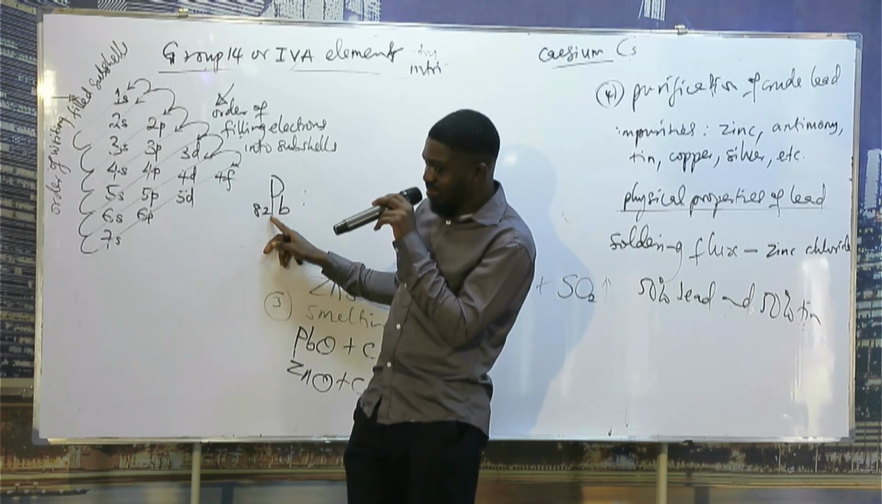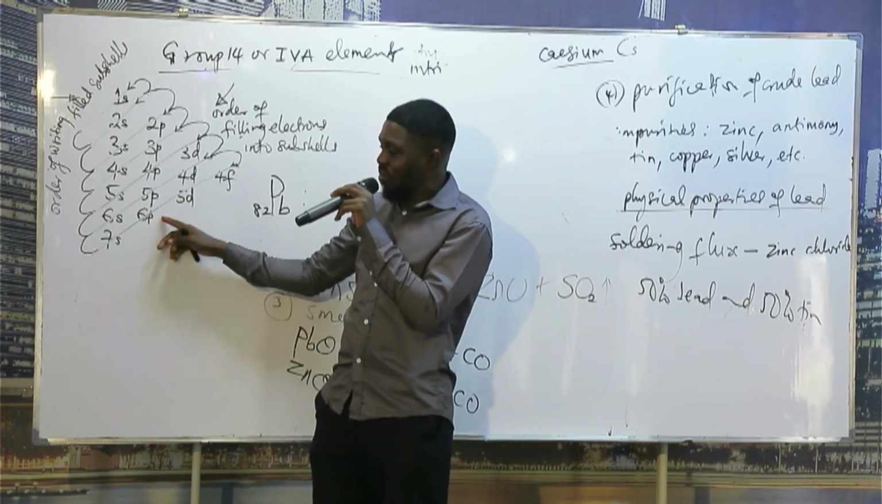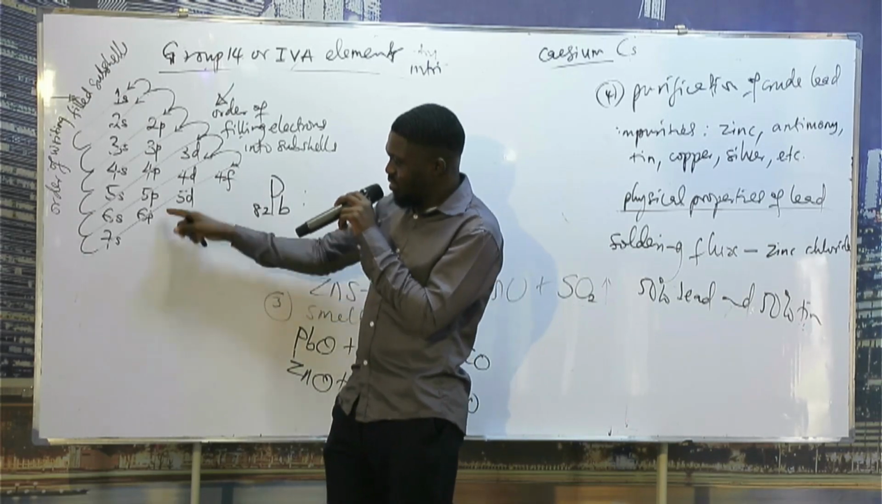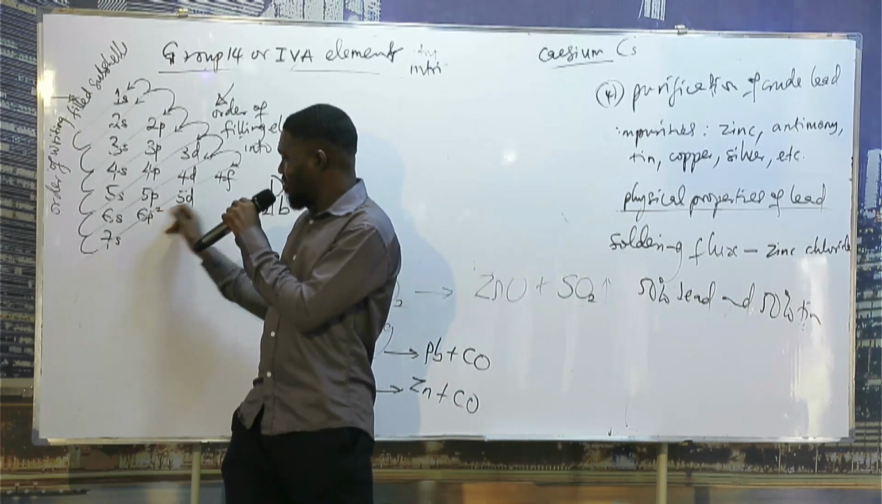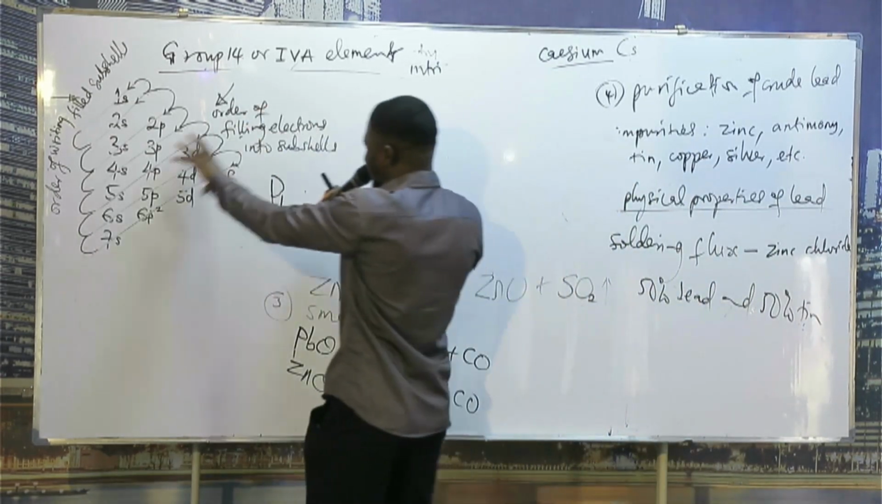But what I'm writing is 82. What number will I add here to make it 82? 2. So 2 will be here, right?